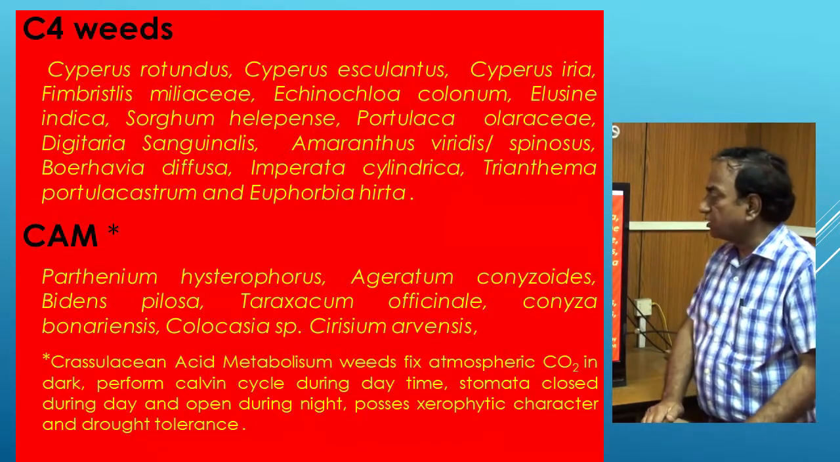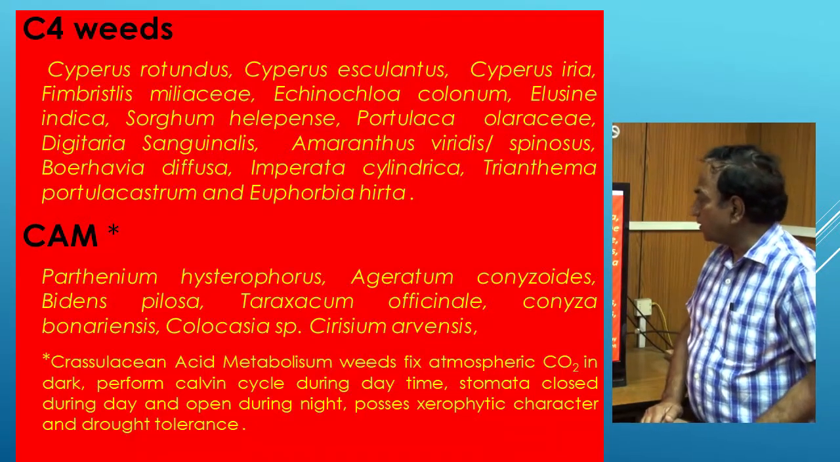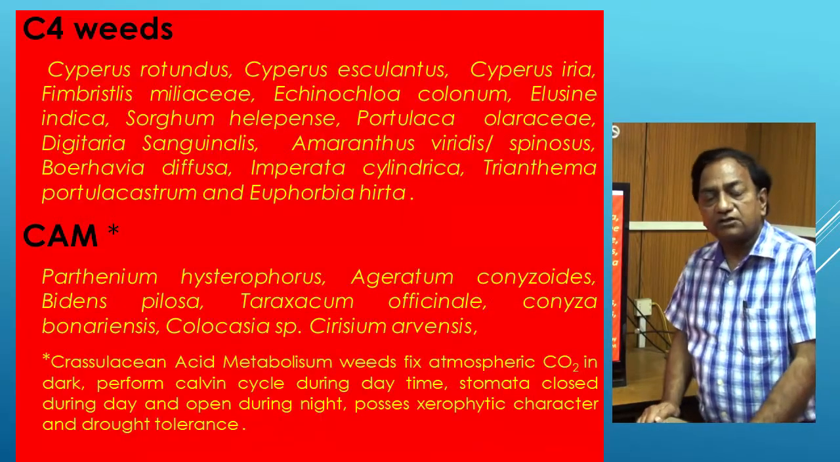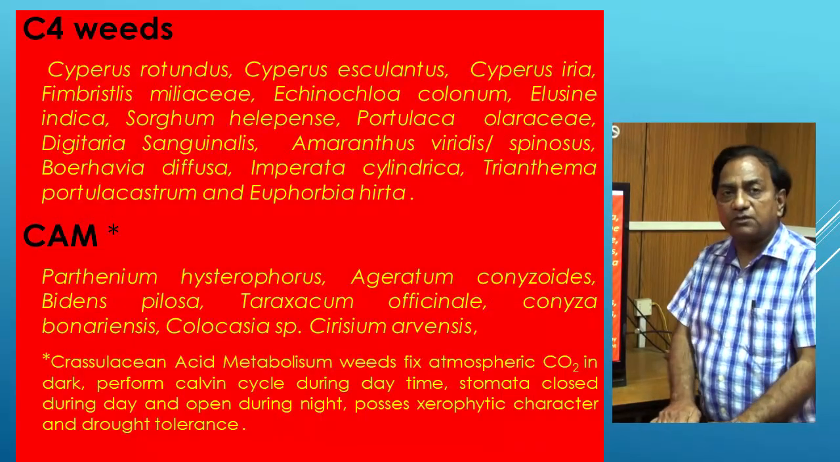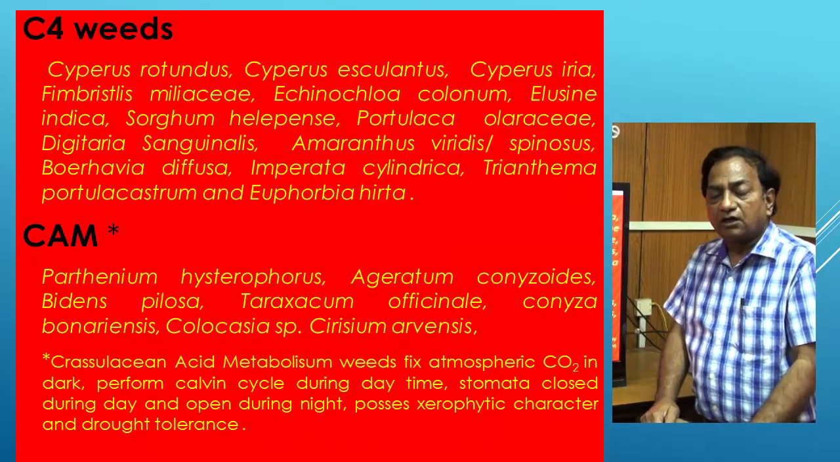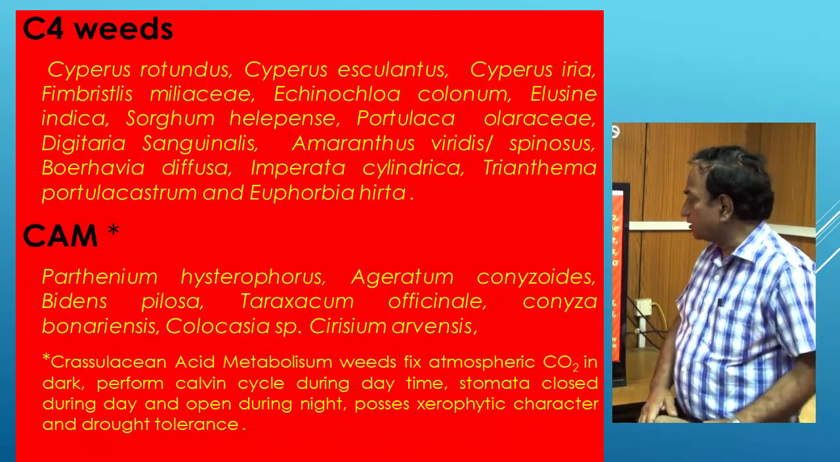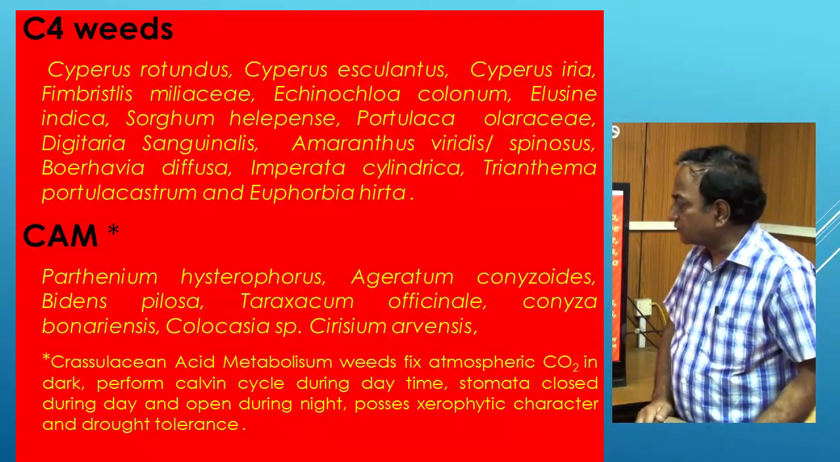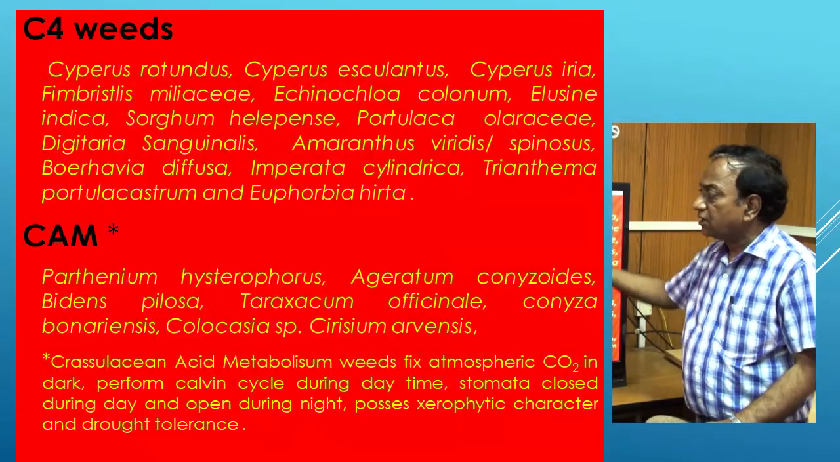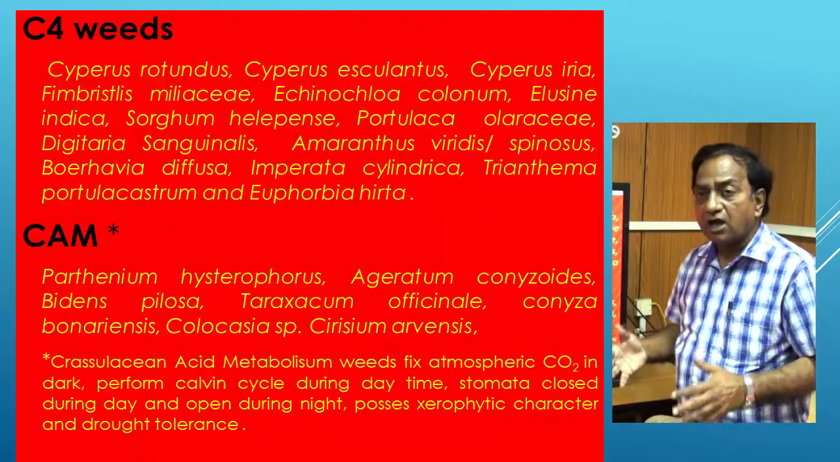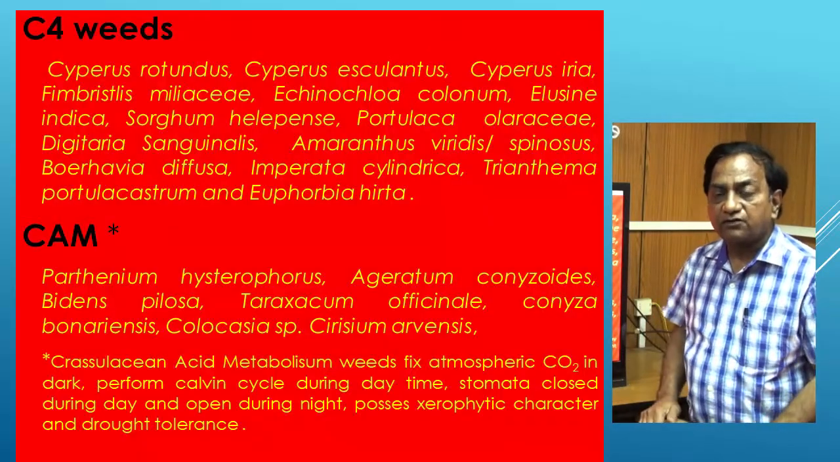Similarly, Portulaca oleracea, Digitaria sanguinalis, Amaranthus viridis. Amaranthus viridis is also a weed which is mainly also used as a leafy vegetable. Boerhavia diffusa, Imperata cylindrica, Trianthema portulacastrum and Euphorbia hirta. These are all C4 type of weeds, where they accumulate dry matter in a very short time.